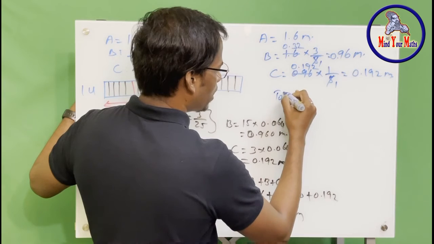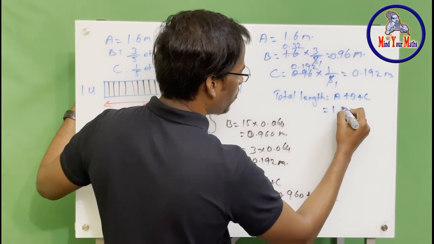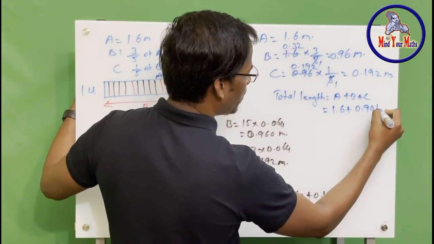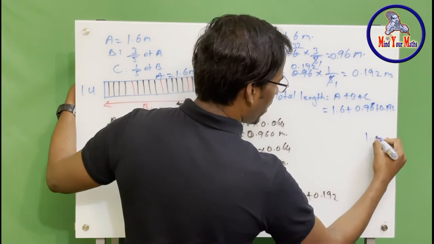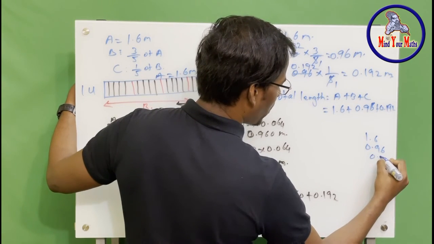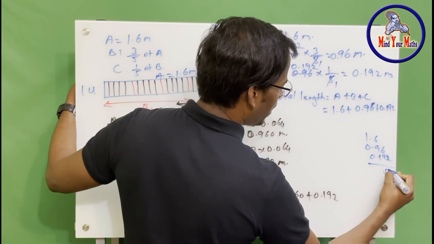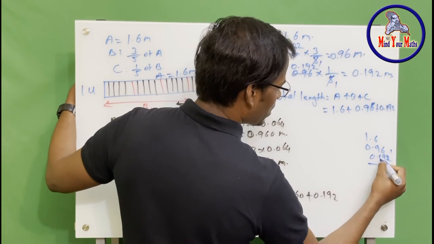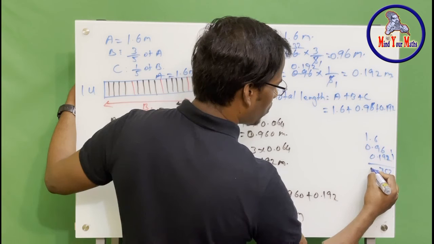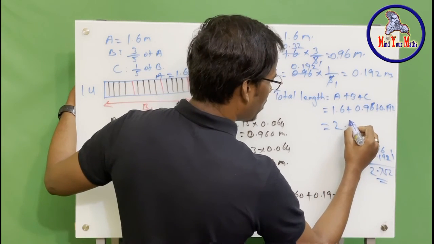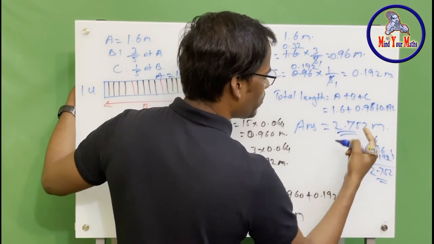The question is, what is the total length? So the total length is equal to A plus B plus C, which is 1.6 plus 0.96 plus 0.192. So 1.6, then 0.96, then 0.192. So 2, and then 9 plus 6 is 15. The remainder is 1. Then 1 plus 1, 2 plus 9 is 11. 11 plus 6 is 17. And then we have 1 still. Then 1 plus 1 is 2. So the answer is 2.752 meters. So that's what we got.